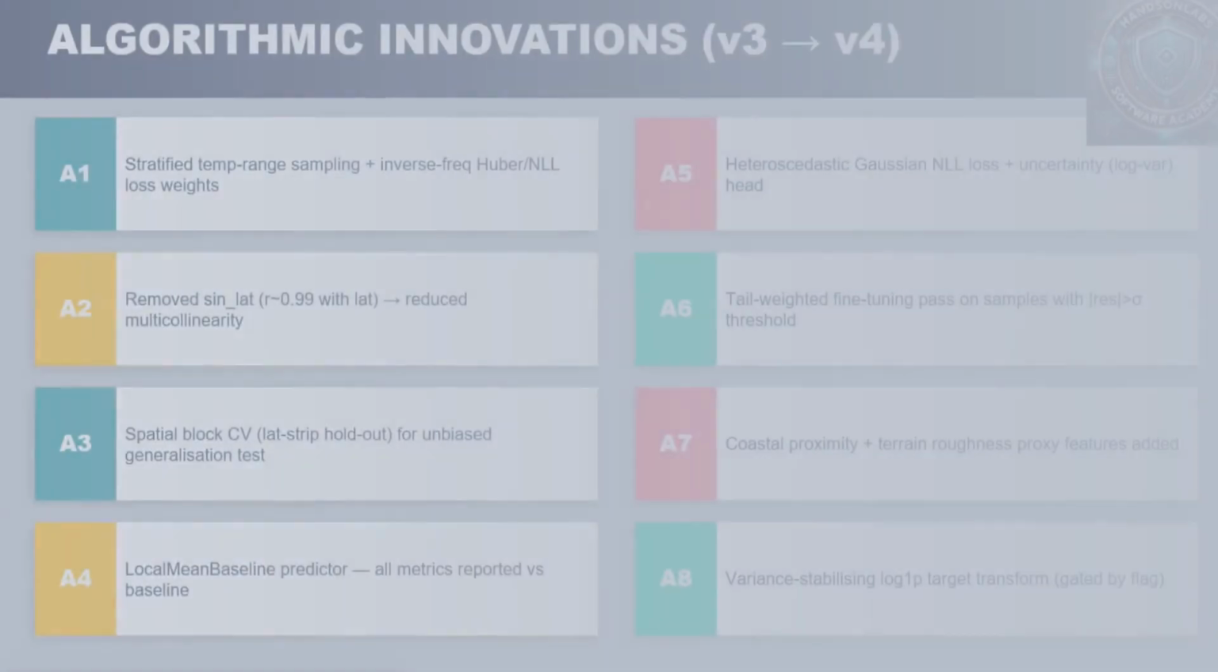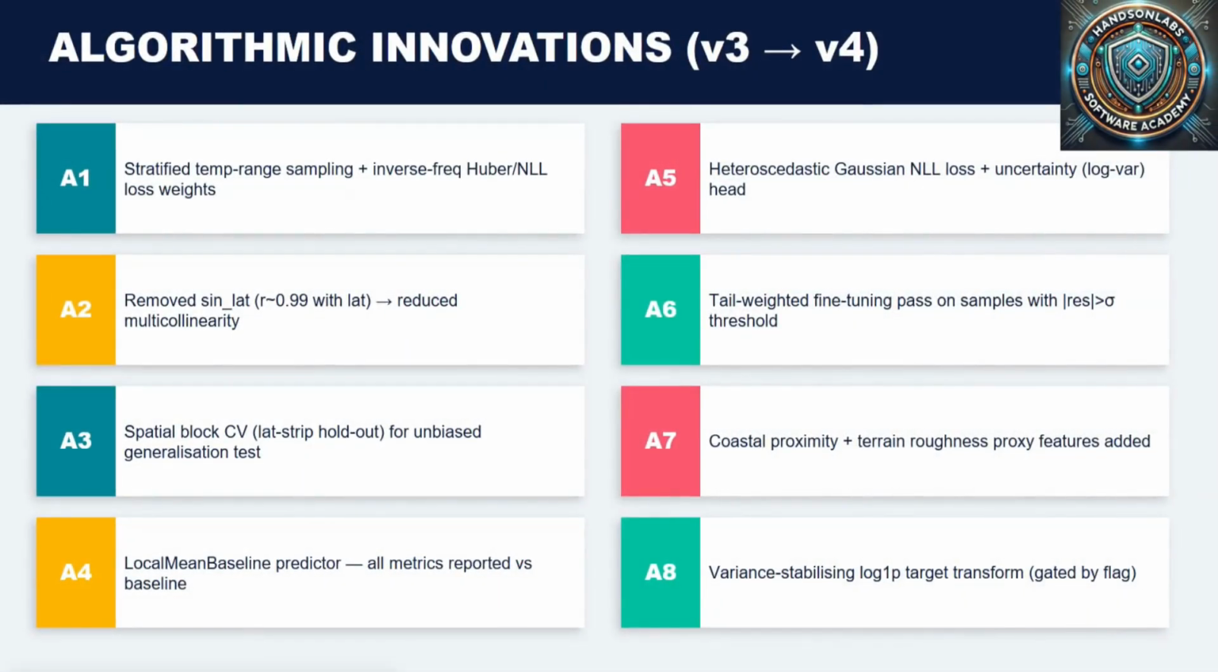Now, for the algorithmic innovations that have been recorded from version 3 to 4, you have the stratified temperature range sampling, which uses inverse-frequency Huber NLL loss weights. Then we removed the sine latitude, which had R of roughly 0.9, to reduce multicollinearity. Then the spatial block CV, that's latitude strip holdout for unbiased generalization tests. All right. Then the local mean baseline predictor, with all metrics reported against baseline.